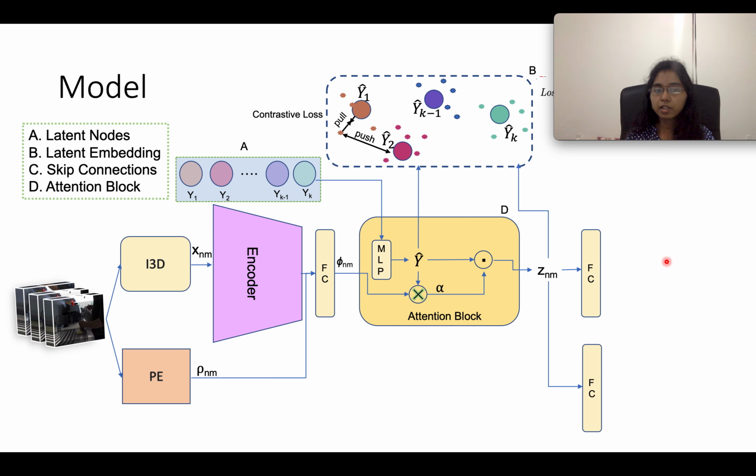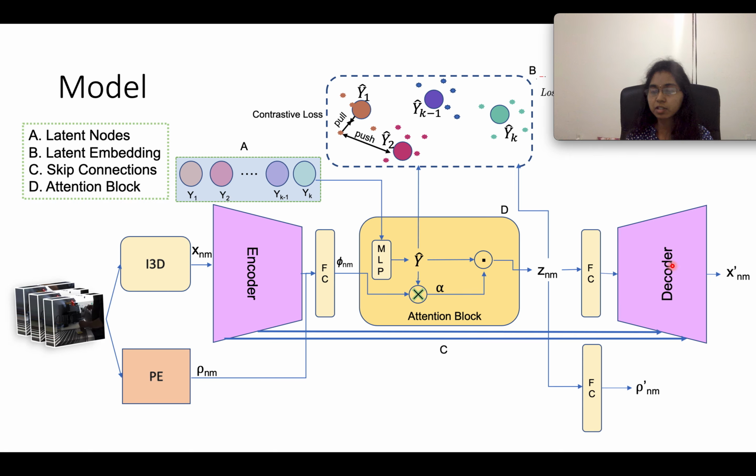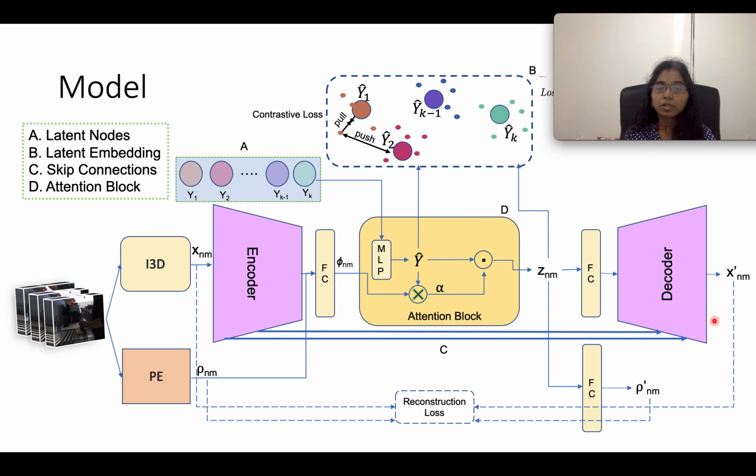And to generate the visual feature representation, we pass it through a decoder with skip connection to generate x prime. And to generate the temporal position encoding vector, we pass it through an FC to reconstruct that information. To train the encoder decoder model, we use a reconstruction loss over the generated representations for visual as well as temporal information as shown here.